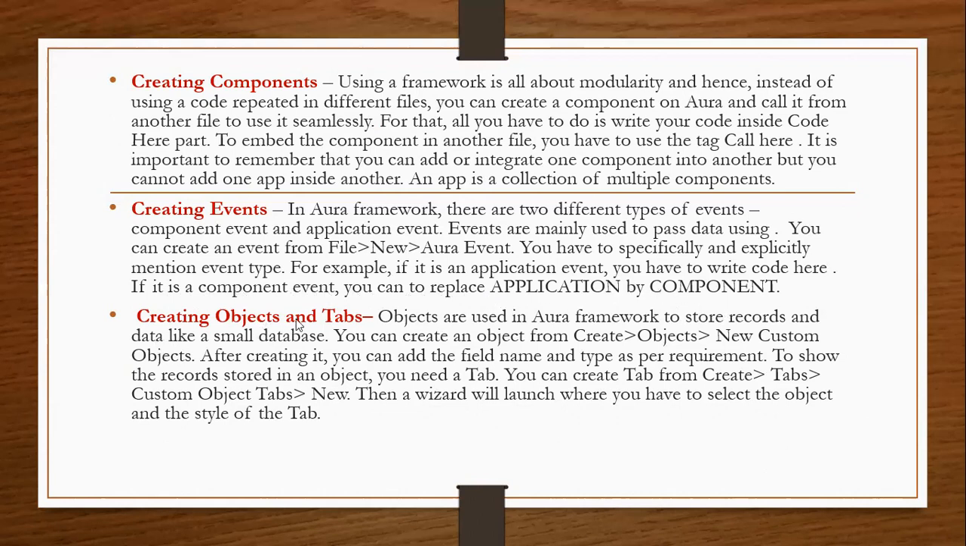Next, creating the object and the tabs. Objects are used in the Aura framework to store records and data, like a small database. You can create an object from create object, new custom object, and after creating it, you can add the fields, name and type, as required to show the records stored in the object. You need a tab. You can create a tab from create tab, custom object tab, new, then the wizard will launch where you have to select the object and the style of the tab.